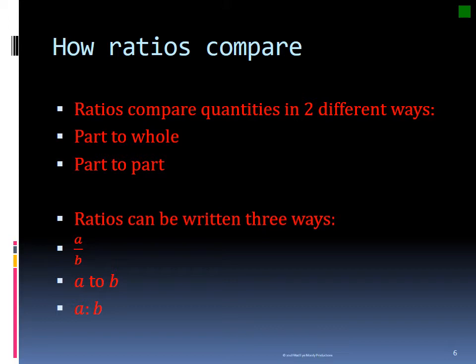So the ratio of this to this is A to B. The ratio of this to this is A to B. And the ratio of this to this is A to B. It doesn't matter which way the ratio is written or expressed. The way we read it out loud is we use the word to in between our two quantities. The only exception to that is when you're using unit rates, and oftentimes you'll hear the word per, but it's still a ratio, and you still could use the word to.